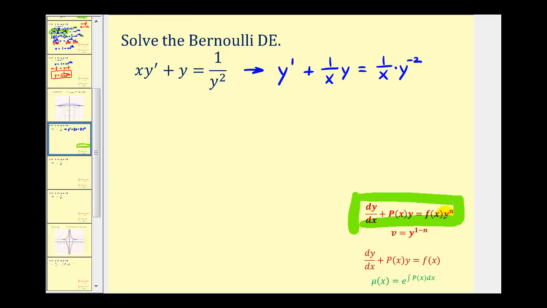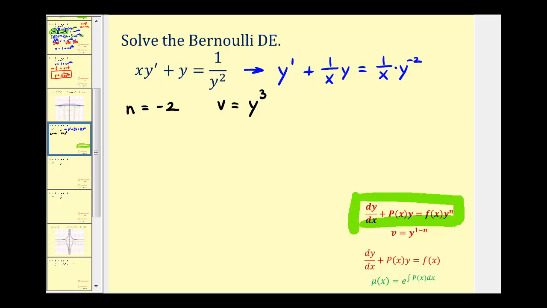Next, we should recognize that n, the exponent on y, is equal to negative 2. So if n is equal to negative 2, using this formula here, v is going to be equal to y to the power of 1 minus negative 2, which would be y to the third.